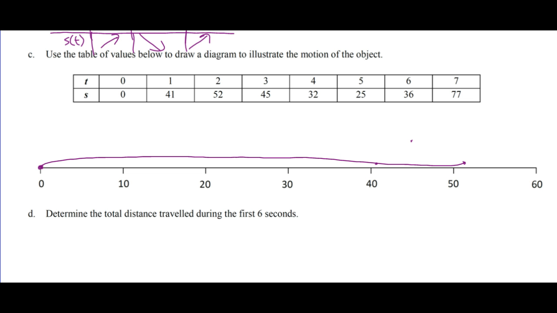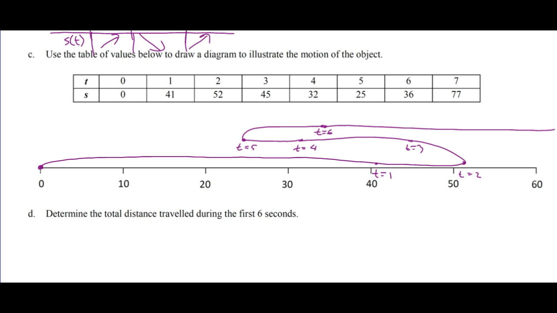So this is T equals 1. This is T equals 2. This would be T equals 3. So we come back to 45, and then at T equals 4, we're at 32. So that's T equals 4. And at T equals 5, we're at 25. So there's T equals 5. And then at T equals 6, we're at 36. So we turn around, so here, T equals 6, and at T equals 7, we're at 77. So that's T equals 7, off there, right?